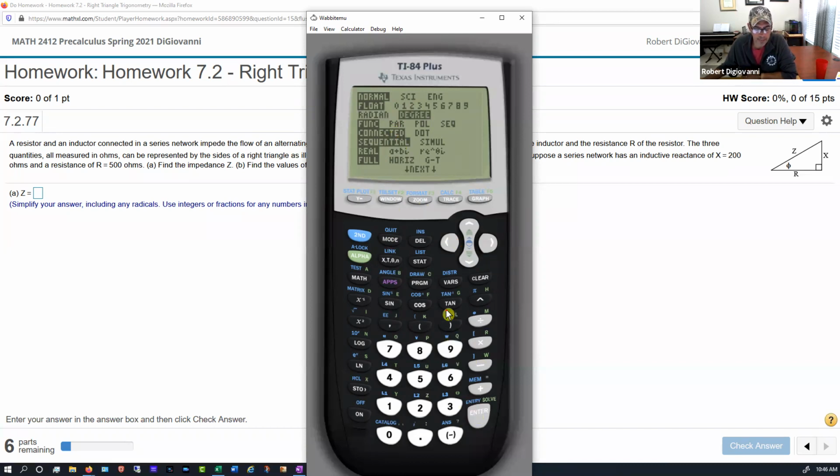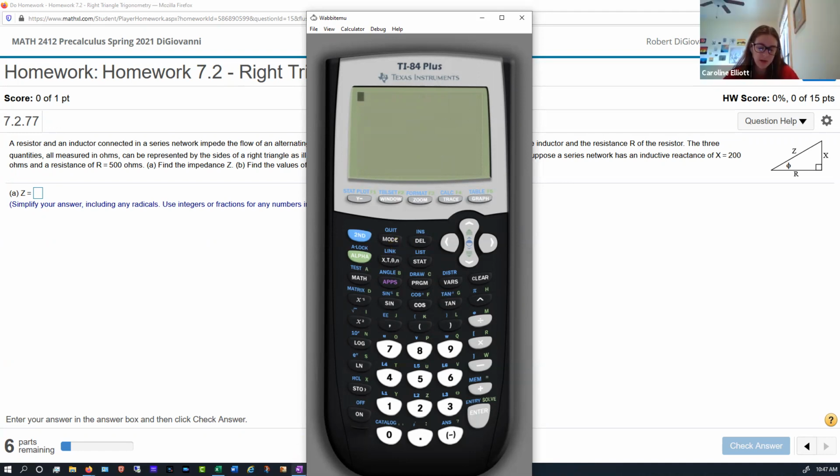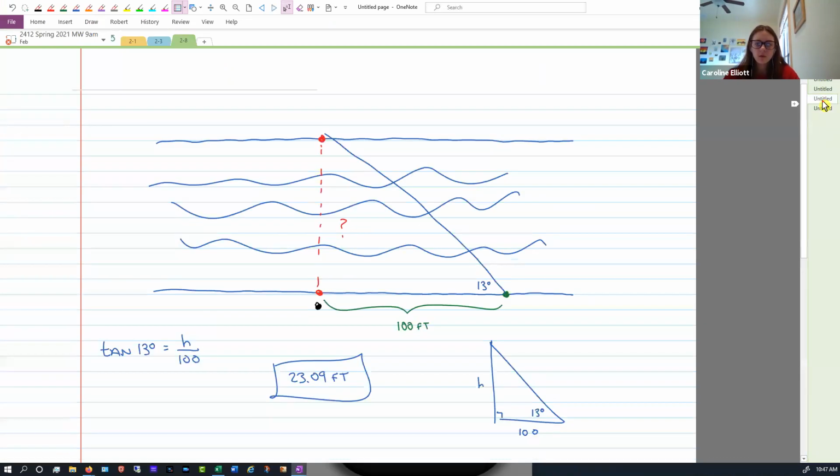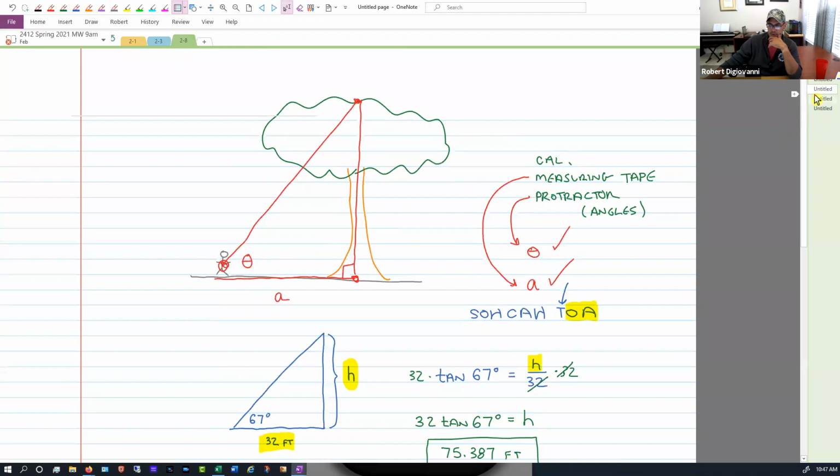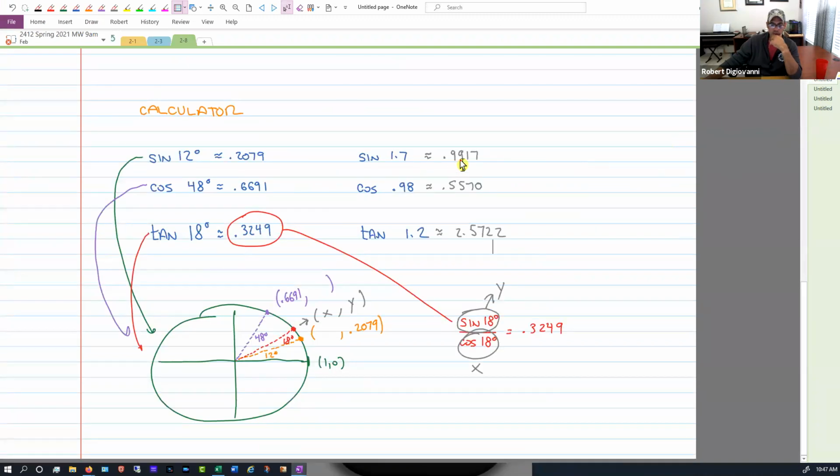Okay, so let me try sine 12. Okay, I got the 0.2079. Okay. And then you said for the sine 1.7, we had to switch back to radian? Back to radian because there was no degree symbol on it. Okay, let me try and see if that works now. Sine 1.7. Okay, so sine 1.7 was 0.9917? Yes, I believe so. 0.9917, yes. Okay, thank you. Okay, good, got that figured out.